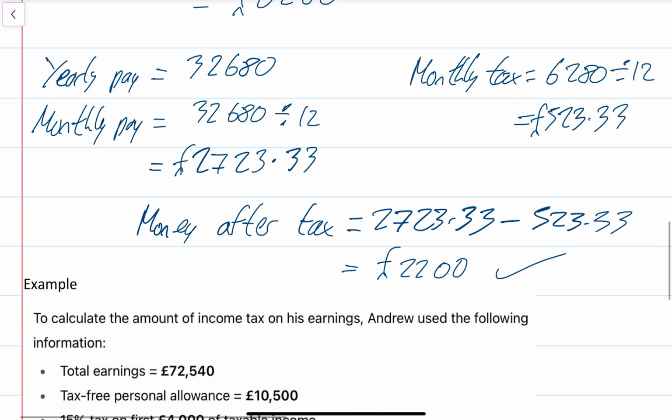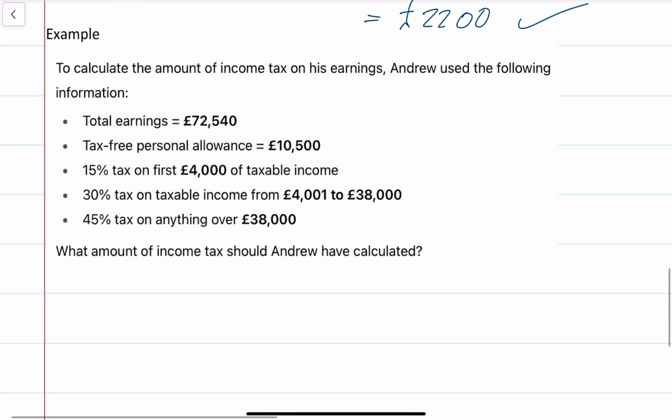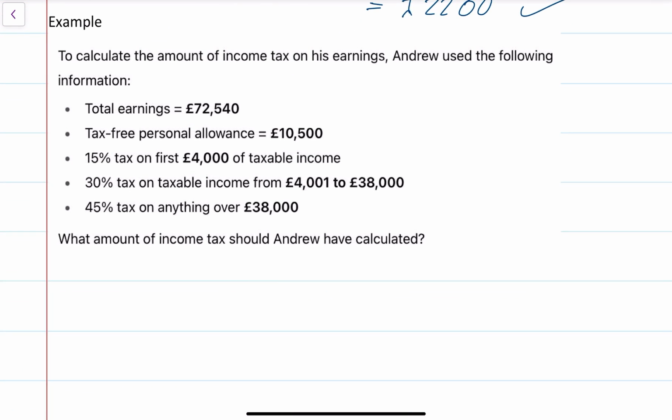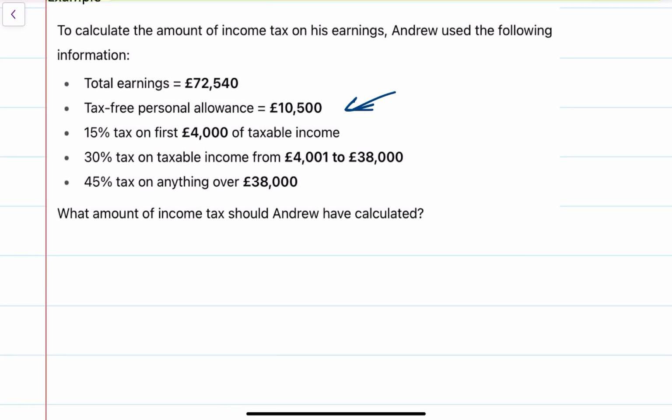And our last example, if you're still with us, is to calculate the amount of income tax on his earnings. Andrew used the following information. So he's got total earnings of 72,540. His tax-free personal allowance, for whatever reason, is a wee bit less here. It's 10,500. 15% tax on his first £5,000 of taxable income. 30% tax on his income, that's first £4,000, from 4,000 up to 38,000. 45% on anything over 38,000. How much income tax should Andrew have calculated?